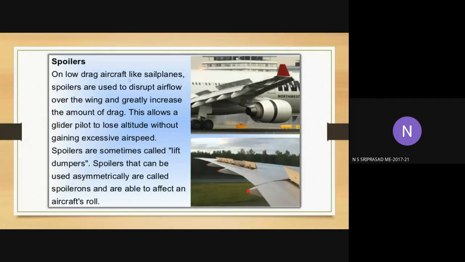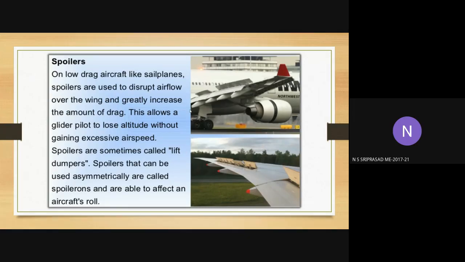So spoilers are used to disrupt the airflow over the wing greatly to increase the amount of drag. Now remember, I told you that Bernoulli's principle mainly acts on the wing, and when this happens, it creates lift, right? So if you disrupt that smooth airflow on the top surface of the wing, it's going to disrupt the entire thing, and therefore Bernoulli's principle won't be able to act there. Because of that disruption, because of the spoilers, it will stop the plane immediately.